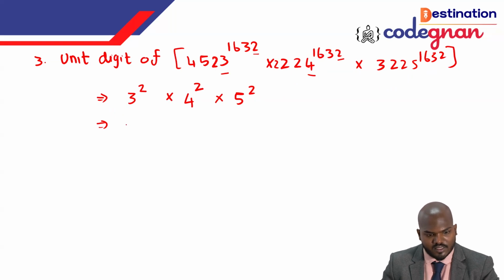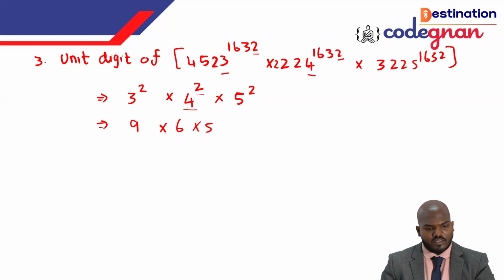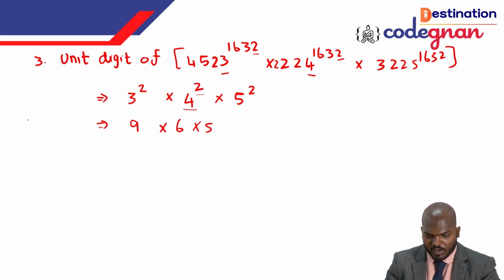We can call it as the last digit ending with 9. And then 4 square, what is it? The last digit ending with 6 here. And here 5 square will always give the value 5 only. So the 3 square is the only thing we need to check here.